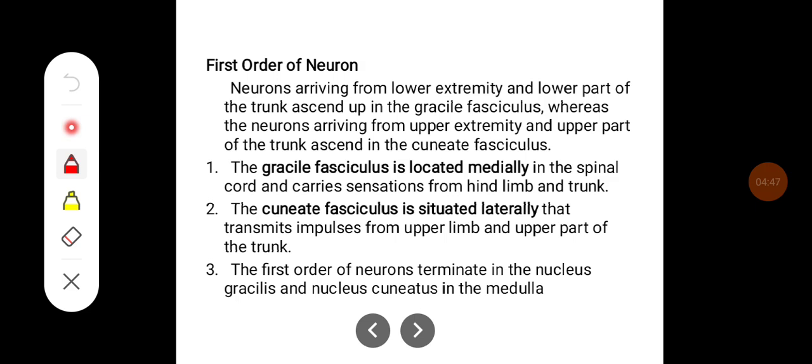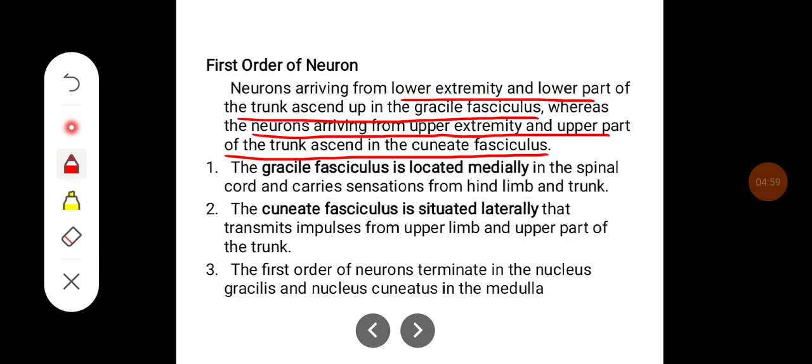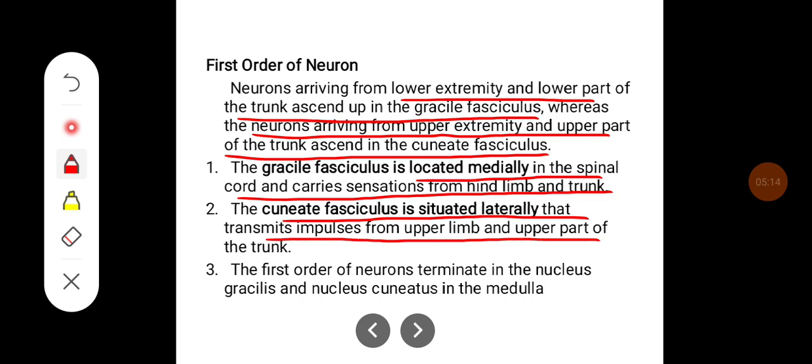First order neurons arriving from the lower extremity and lower part of the trunk ascend up in the gracile fasciculus, whereas neurons arising from the upper extremity and upper part of the trunk ascend in the cuneate fasciculus. The gracile fasciculus is located medially in the spinal cord and carries sensation from the hind limb and the trunk. The cuneate fasciculus is situated laterally and transmits impulses from upper limb and upper part of the trunk. The first order neurons terminate in the nucleus gracilis and nucleus cuneatus in medulla.